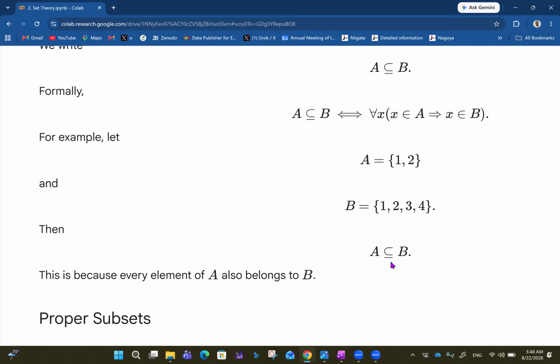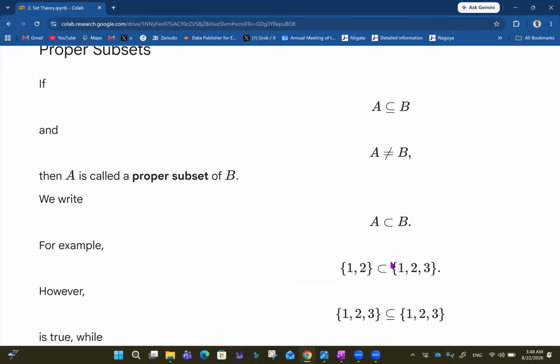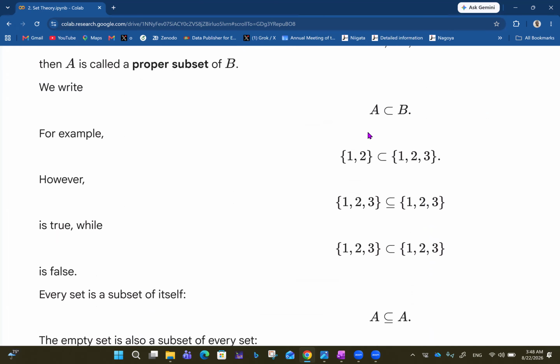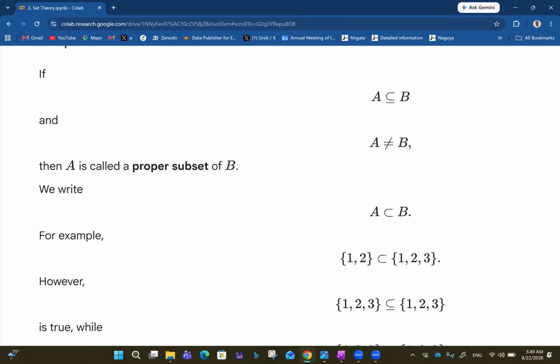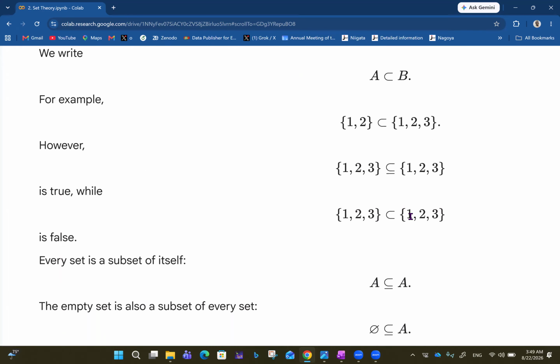In that case, we don't need the equality sign underneath. So we write that A is a proper subset of B. That other part that looks like equality is out because A is not equal to B, so we remove that part. For example, we can say that 1, 2 is a proper subset of 1, 2, 3. Whereas 1, 2, 3 is simply a subset of 1, 2, 3, like that. And it is true.